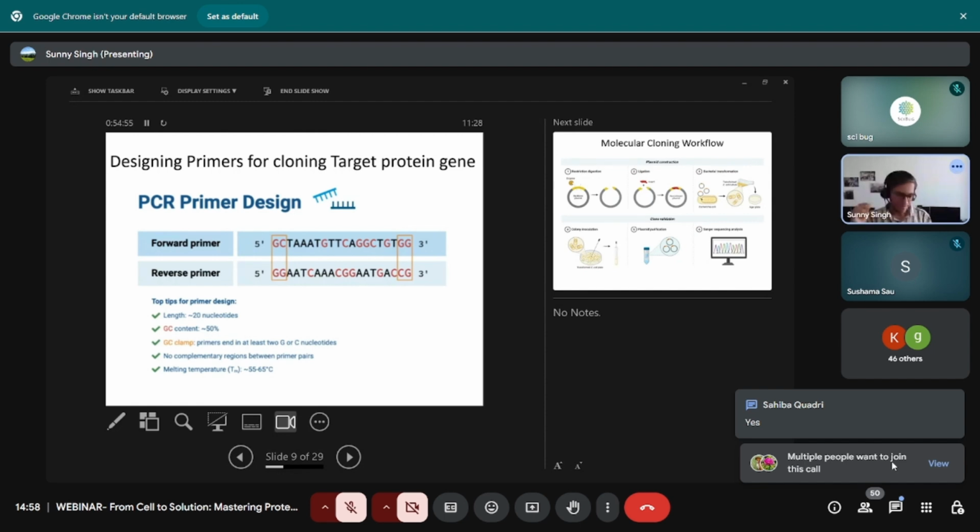Now coming to the cloning part, how many of you know how to make PCR primers? Have you made PCR primers? Okay. If you have not made PCR primers, let me just tell you. First, you take a look at your gene sequence.